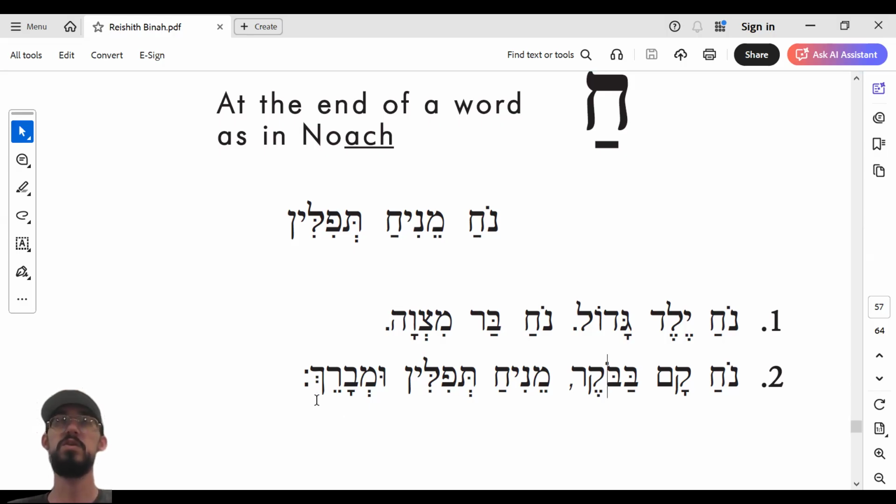So this is a shva nach, and you can kind of see how it's one syllable over here. Rech. Yes. Hu mevarech. Yes. So Noach kam baboker, maniach tefillin, umevarech.